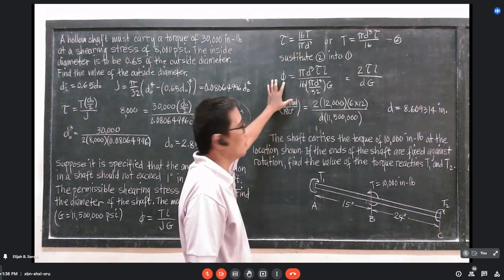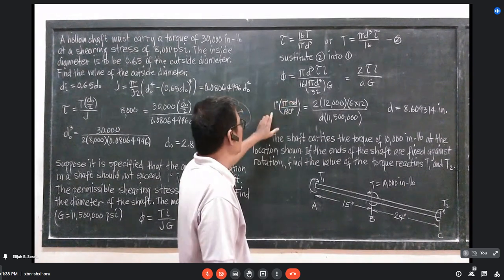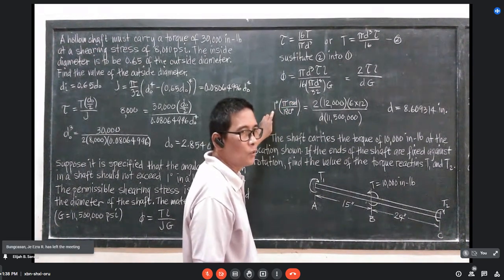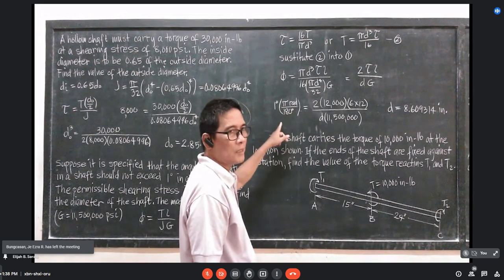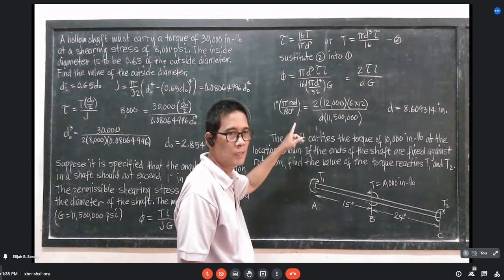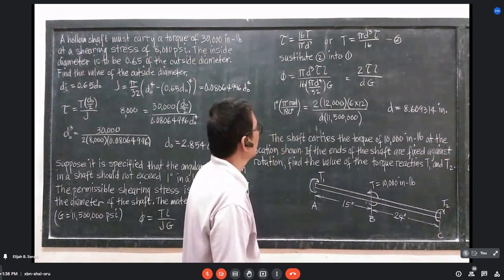Again, what is the unit here? Radians. Now it is in degrees, so we have to convert this. Pi radians is equivalent to 180 degrees. So you can see the degrees become radians.